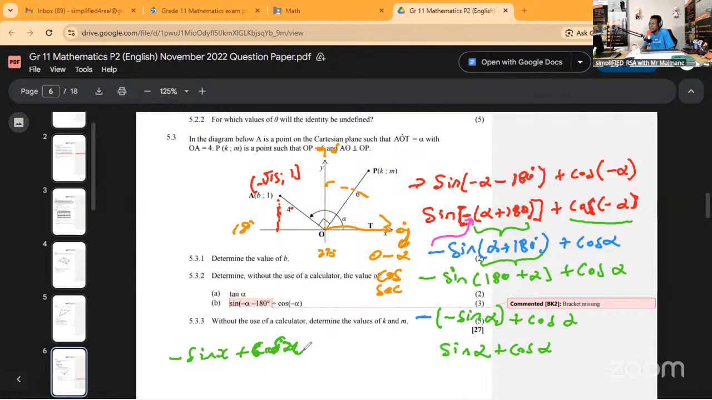Sine x plus cos x. So most of you got this part, up to this step. It is impressive, but be careful of analysis of your sign.